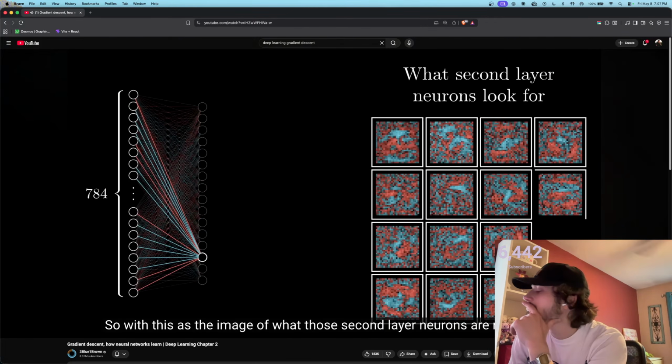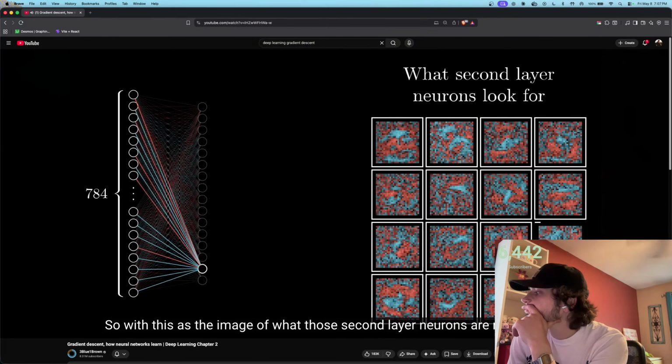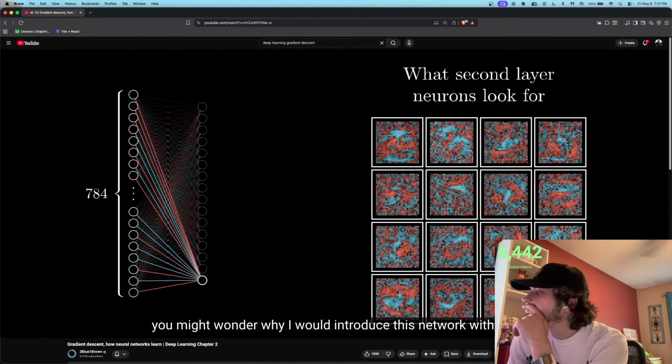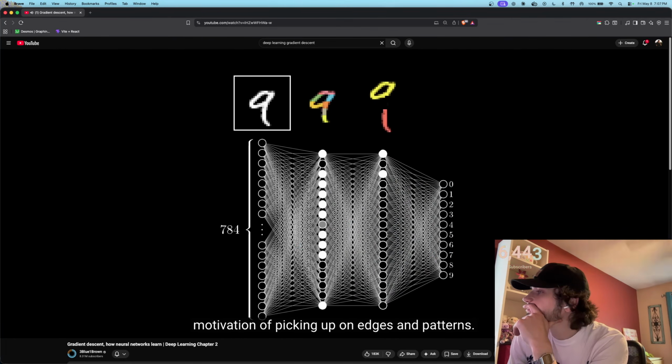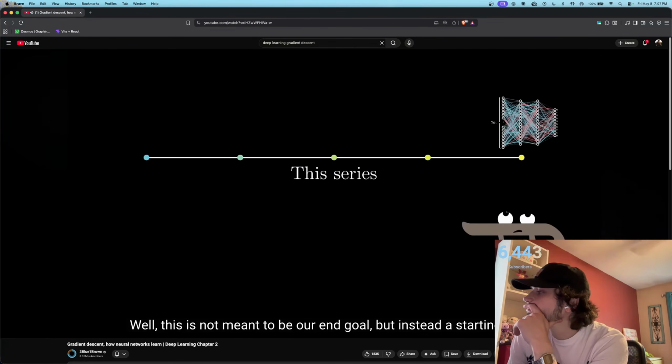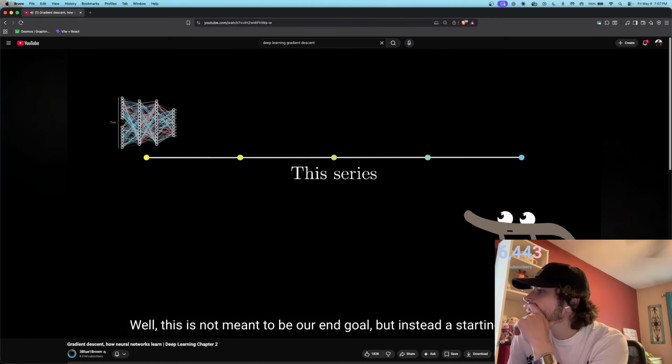So with this as the image of what those second layer neurons are really doing, you might wonder why I would introduce this network with the motivation of picking up on edges and patterns. I mean, that's just not at all what it ends up doing. Well, this is not meant to be our end goal, but instead a starting point.